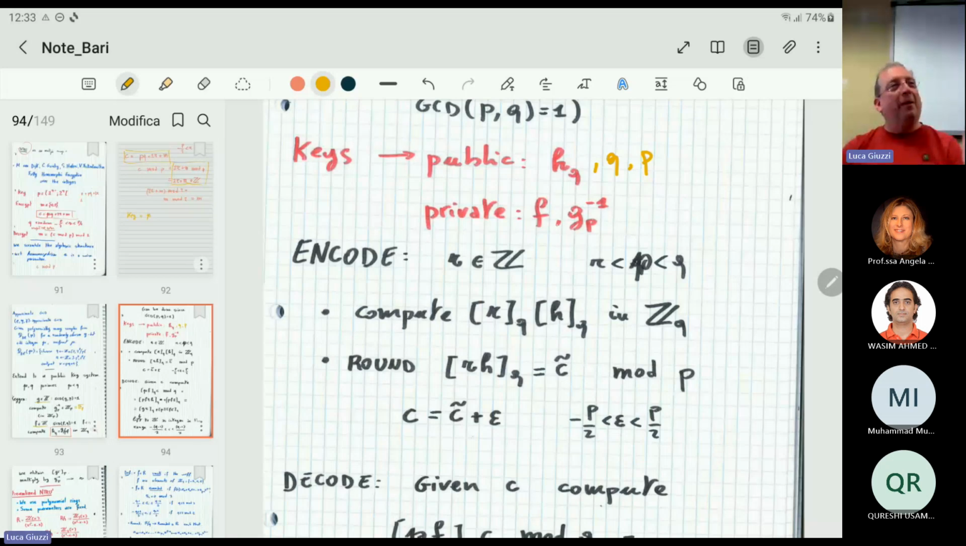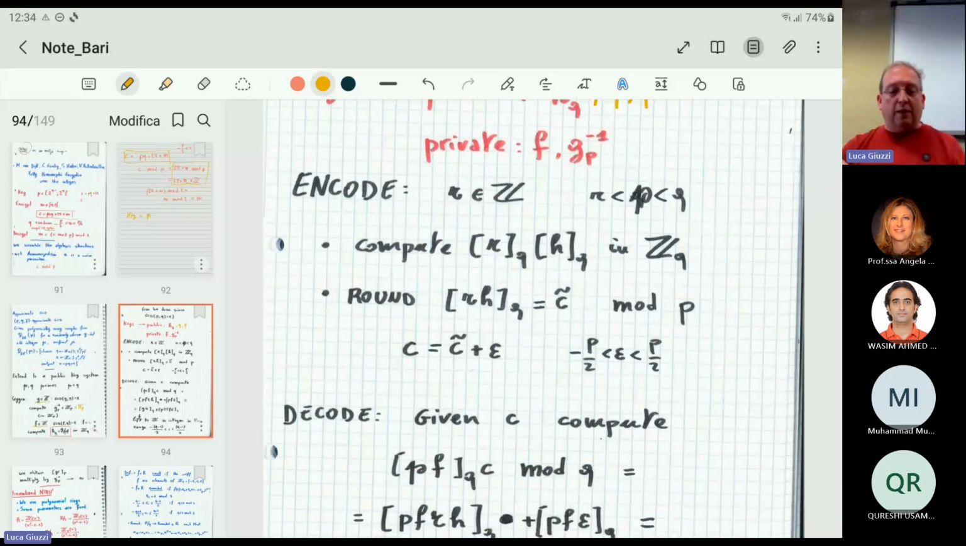Don't do this if you're going to do an exam, because this class contains many numbers. C is just one of them. Why should we choose this rather than some other number? The reason why we should choose this is that our encoding will be C tilde, this awful thing, plus a noise term, which is between minus P over 2 and P over 2. So this is the encoding we shall transmit.